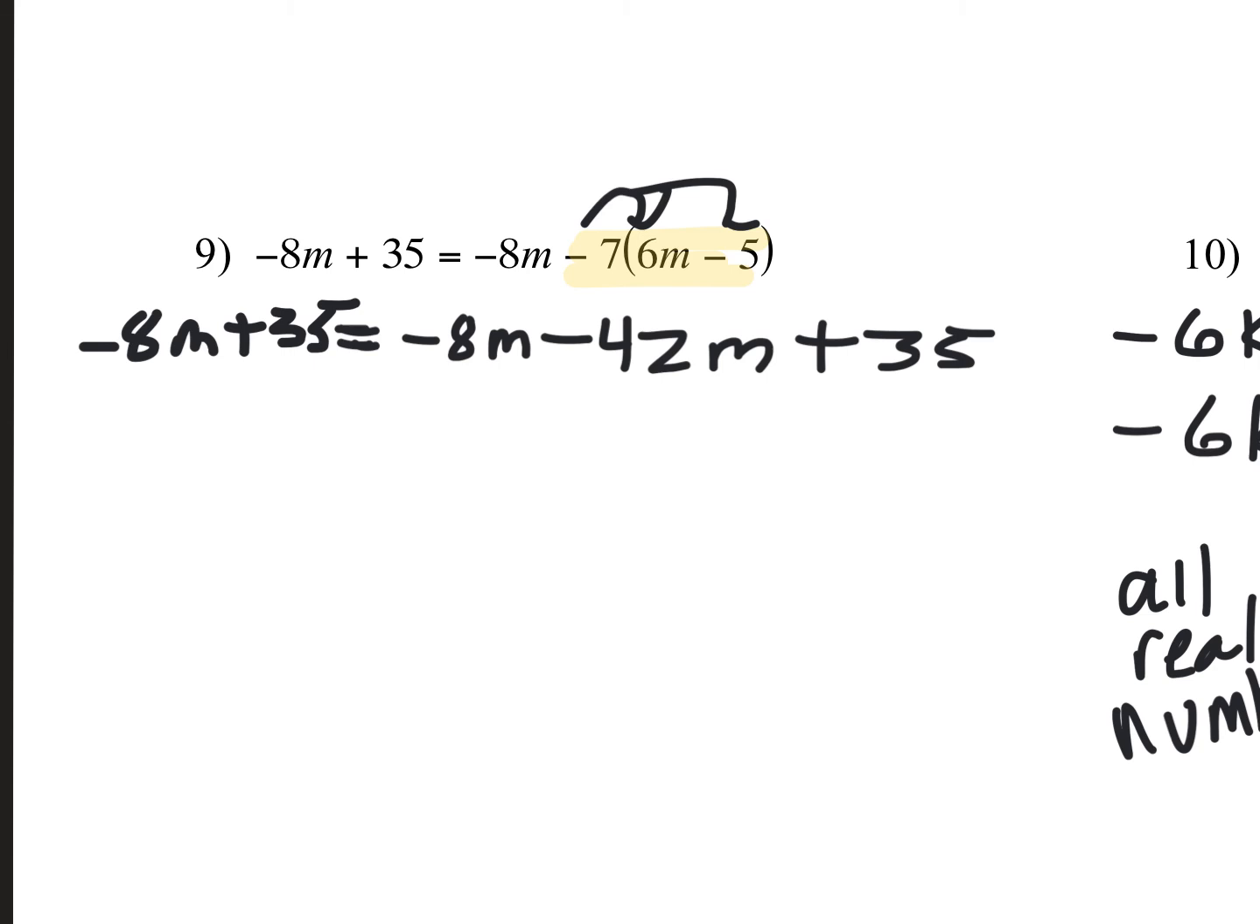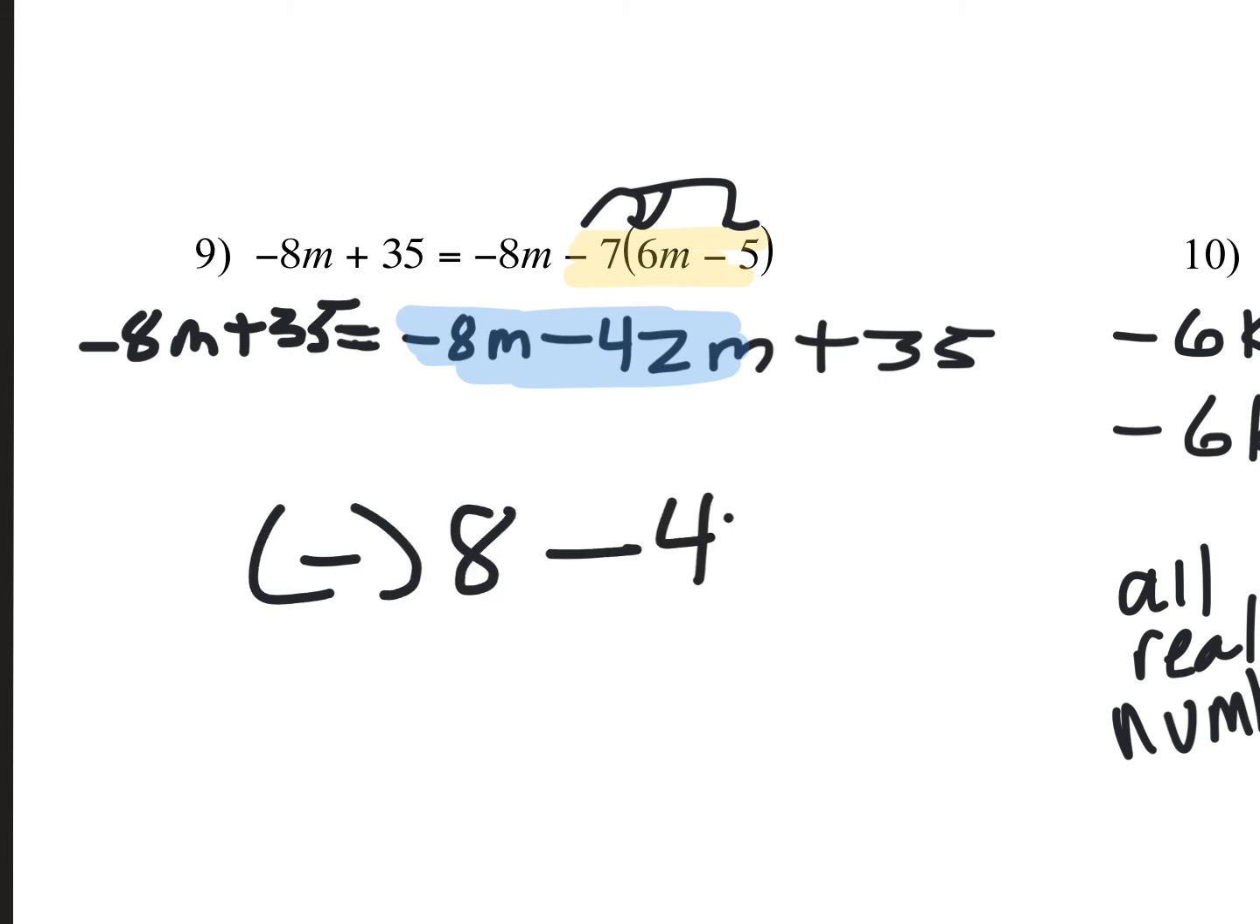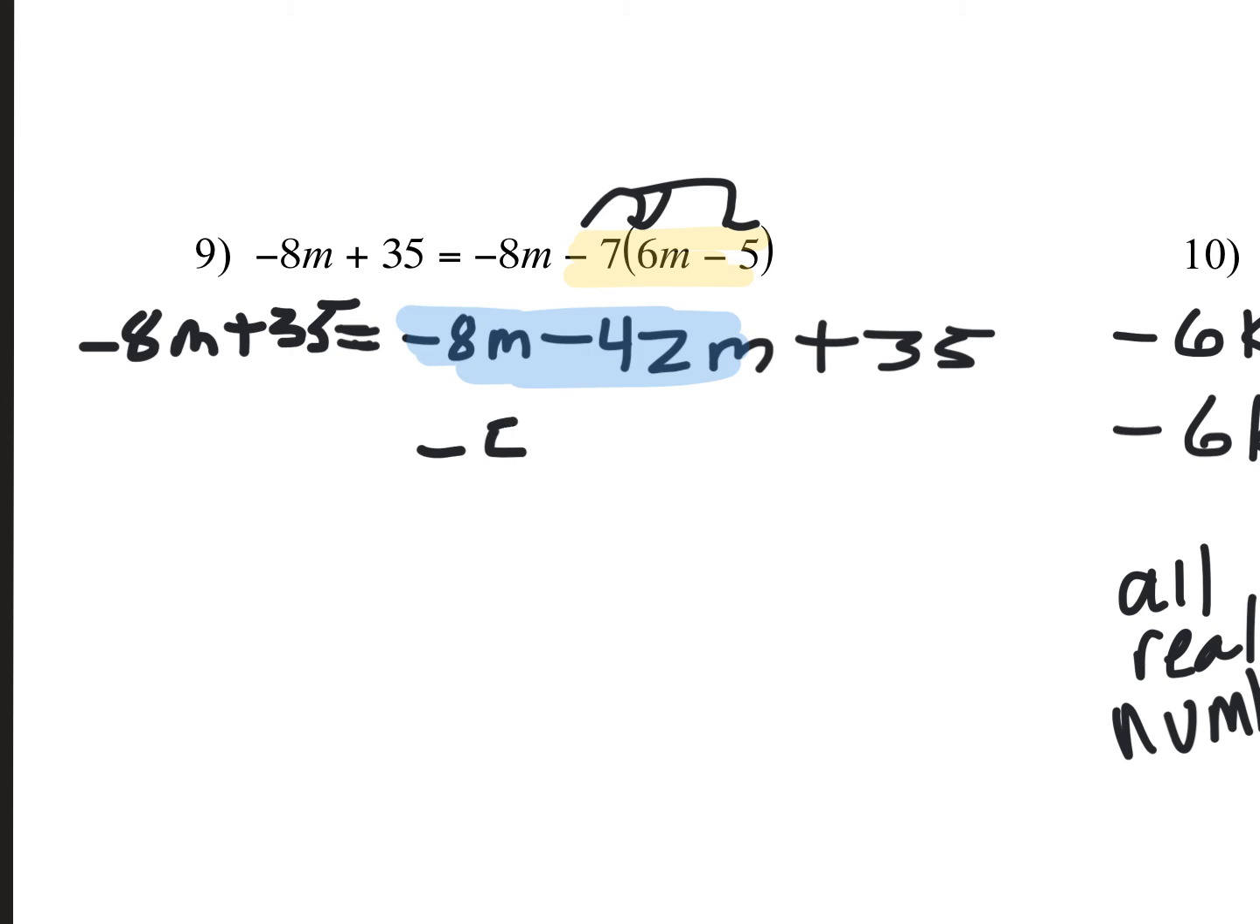Most of you guys noticed I have like terms that I can put here. Put in your calculator -8 subtract 42 in order to get the right thing. You're going to see you're combining two negatives together. So that's negative, oh, not negative 40, negative 50, my bad. Negative 50m. If you combine those, I'm going to bring down the plus 35.